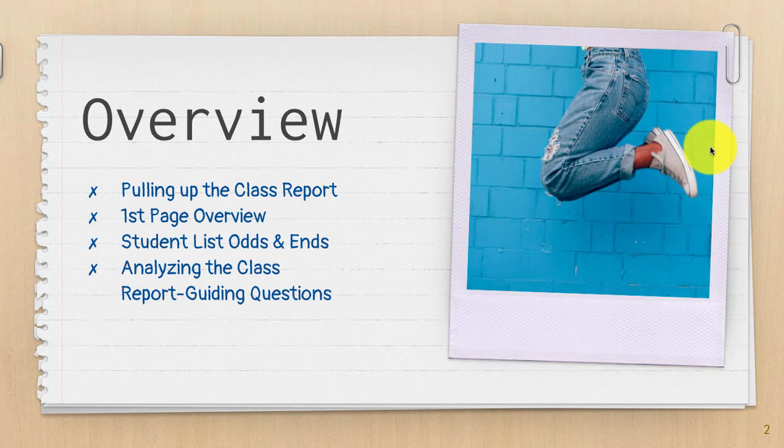Well, we're going to tell you first how to access the class report. Then we're going to give you a nice overview of all the awesome information on the first page. Then we're going to look at the student list on page 2 through whatever, give you some odds and ends to pay attention to. And then we're going to give you some questions to help you analyze your own class report. By the end of this video, I'm sure you will be jumping for joy.